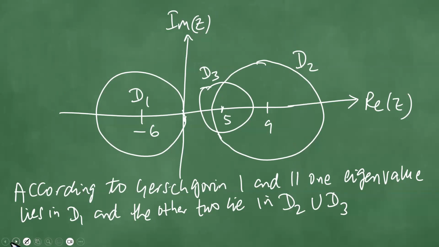What is the meaning of this? We're concluding. What is the meaning of these? Well, it means that the minus 6 is going to lie in disk.